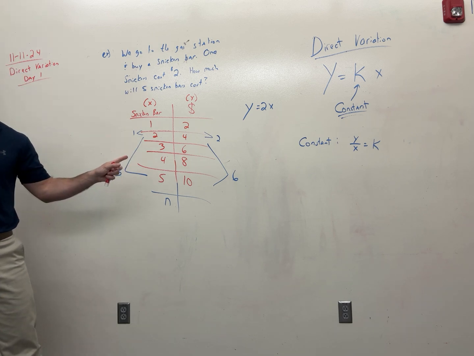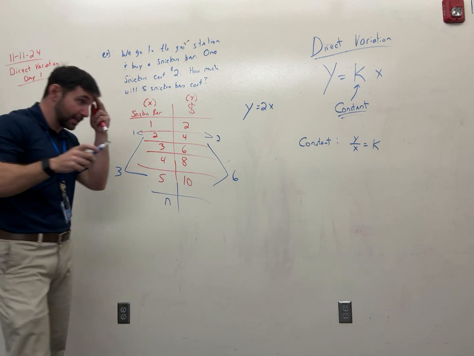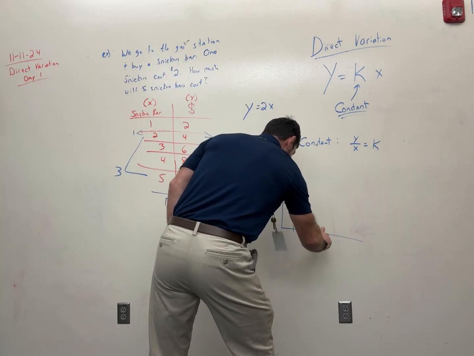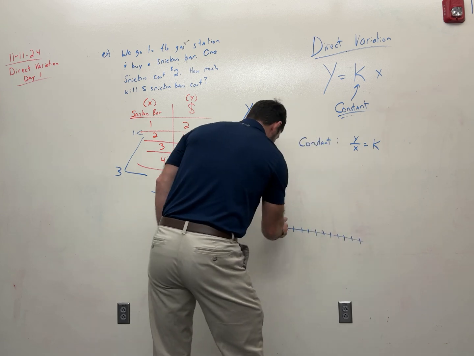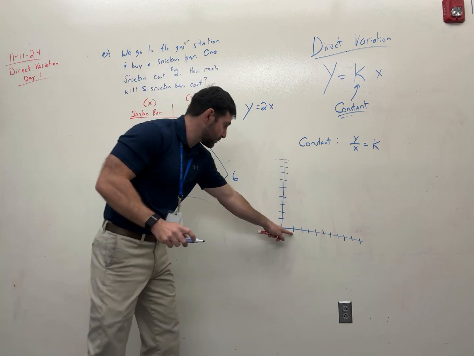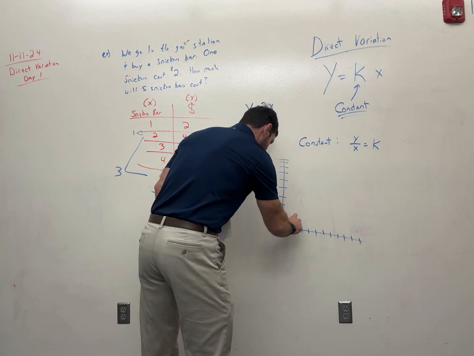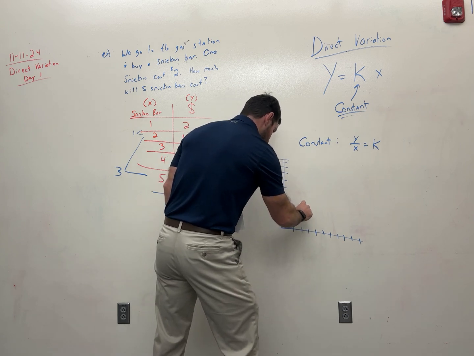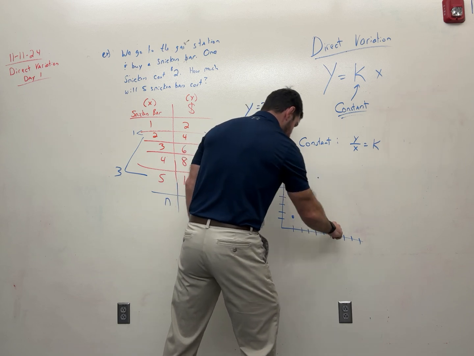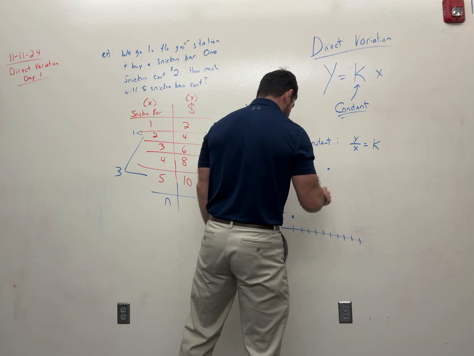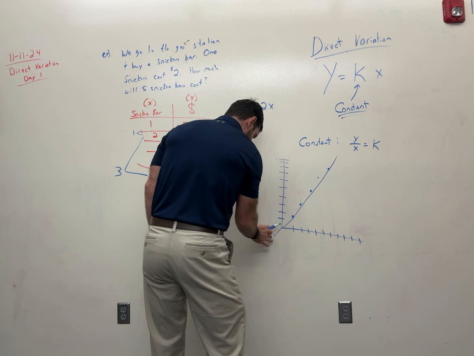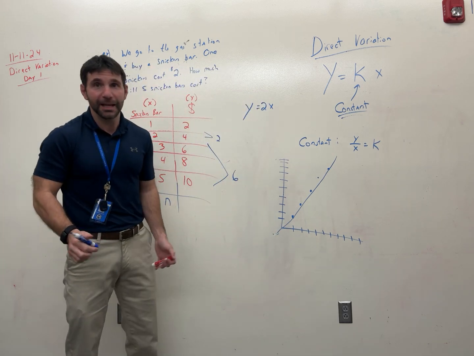Could we graph this? Could we graph showing how much the candy bars are? Sure. Watch this. So I've got 1 through 10 on each axis. One candy bar costs $2. 2 is 4, 3 is 6, 4 is 8, 5 is 10. Now, look at my line. Can it go negative? Can we have negative candy bars?